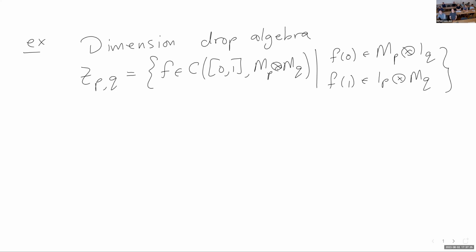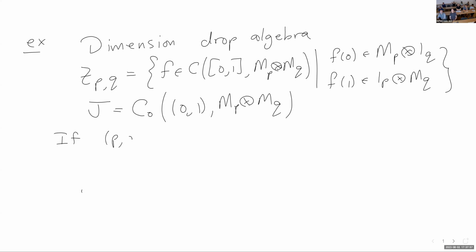All right, so what you do is you use this ideal, J, to be the ideal of functions vanishing at the endpoints. So C_0 of open (0,1) into M_P tensor M_Q. So use this ideal and then use the six-term exact sequence and figure out what these maps are, and you will show that. You can do this whatever P and Q are, if they're co-prime or not, but in the case where they are co-prime, it works out to be something quite simple.